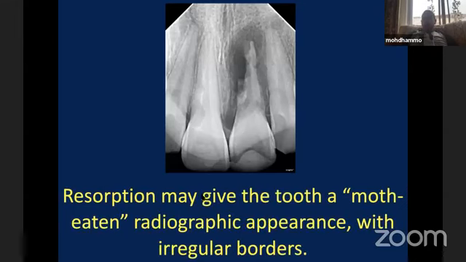Resorption may give a tooth a moth-eaten radiographic appearance with irregular borders. So you can see here, this is an avulsed tooth, replanted, no root canal treatment was done. After a few months, the patient came back because he had a sinus. The X-ray showed we have an eaten root.